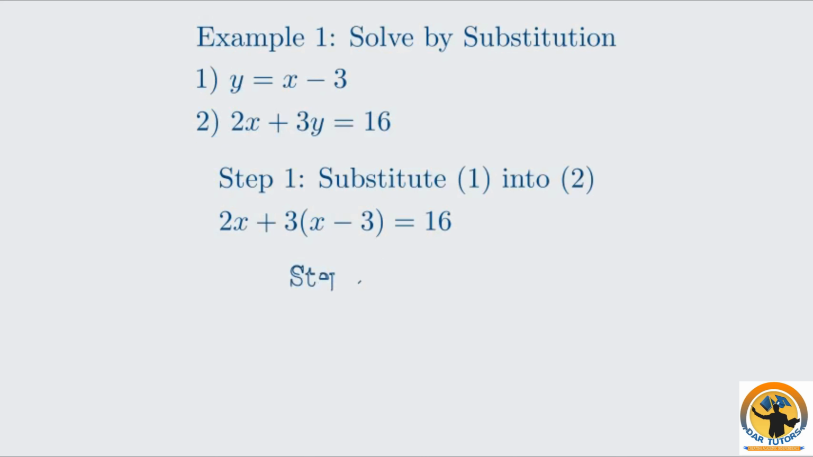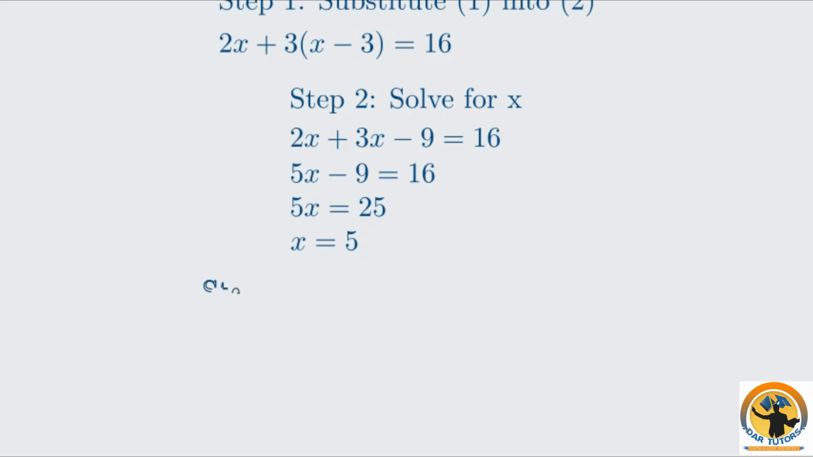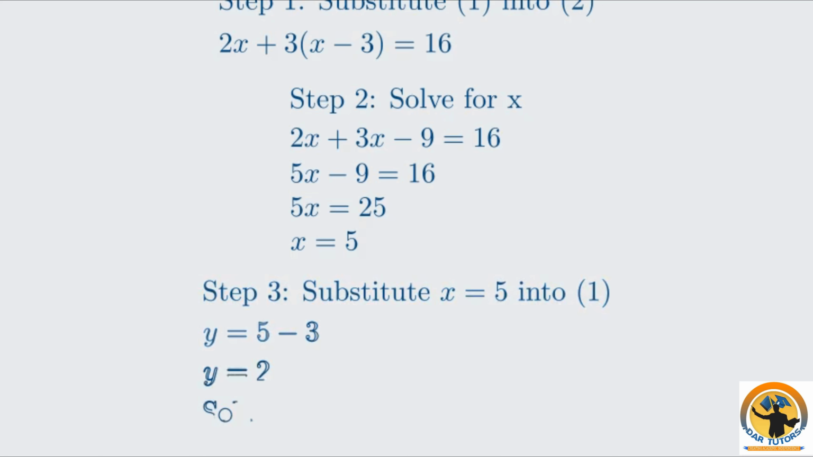Step 2. Solve the resulting equation for x. Distributing the 3 gives 2x plus 3x minus 9 equals 16. Combining like terms and rearranging, we find that x equals 5. Step 3. Substitute the value of x back into one of the original equations to find y. Using the first equation, y equals 5 minus 3, so y equals 2. Our solution is the point (5, 2).